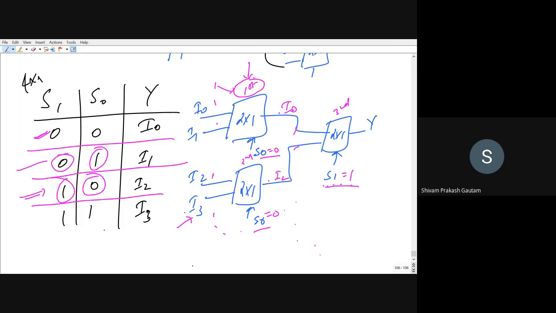So here we will be getting I0 and I2. And you can see the select line is 1. So what will we get at the output? S1 is 1, and I0 and I2 are flowing here. I2. So this is for the third case. Last case we will see.